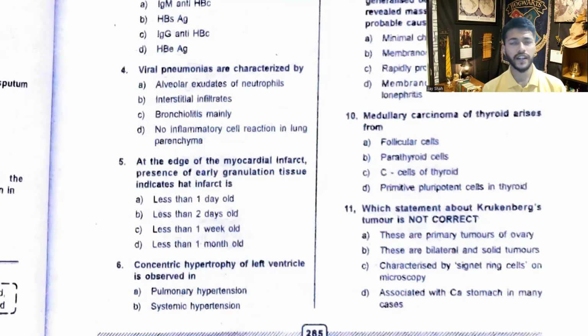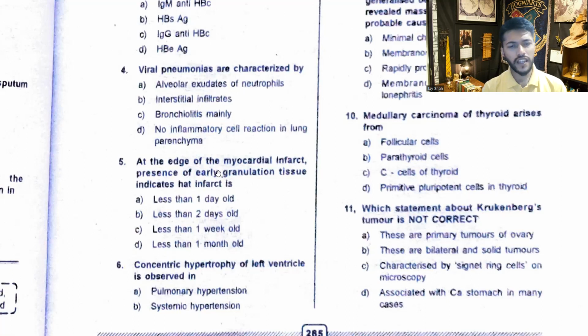Concentric hypertrophy of left ventricle. See, left ventricle hypertrophy concentric, only one thing should come to mind, systemic hypertension, because due to hypertension, your left ventricular wall will have pressure exerted on it from all directions, all equal directions. So it will have a concentric hypertrophy. If it was pulmonary hypertension, it would have been right ventricular hypertrophy.